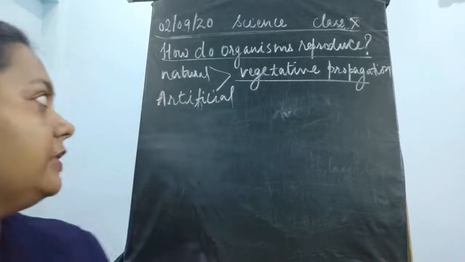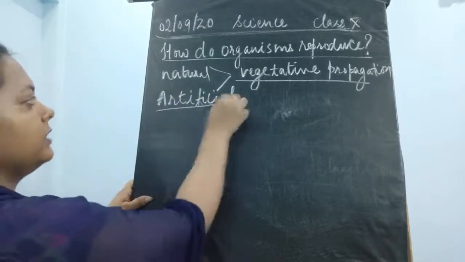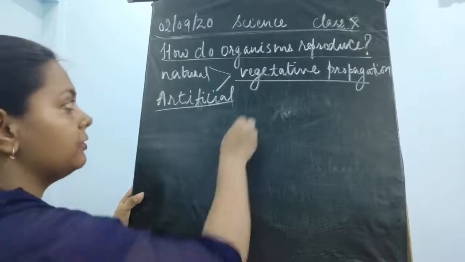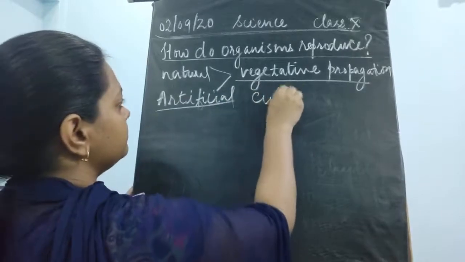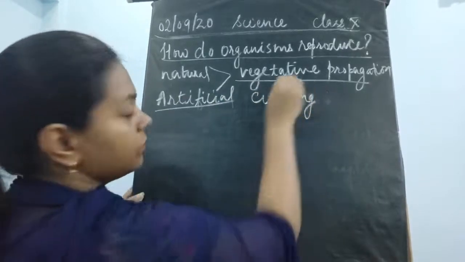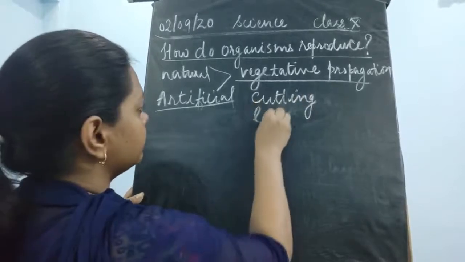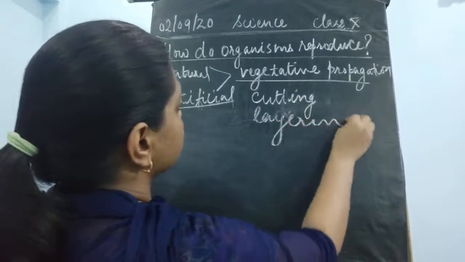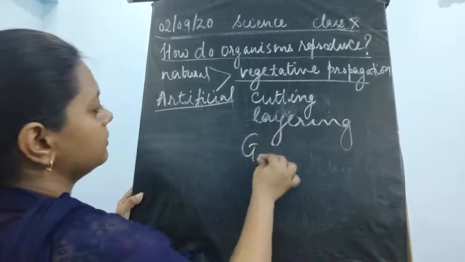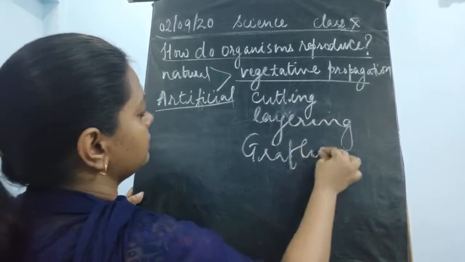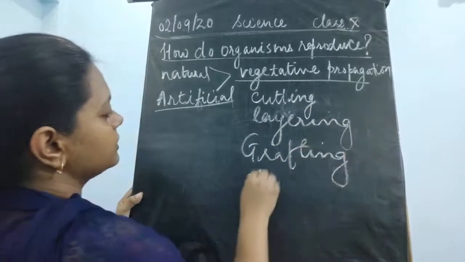Now after that, we need to study the artificial mode of vegetative propagation, in which we need to study stem cutting, layering, grafting, and tissue culture.